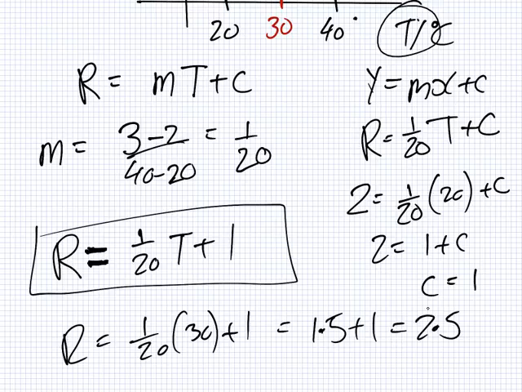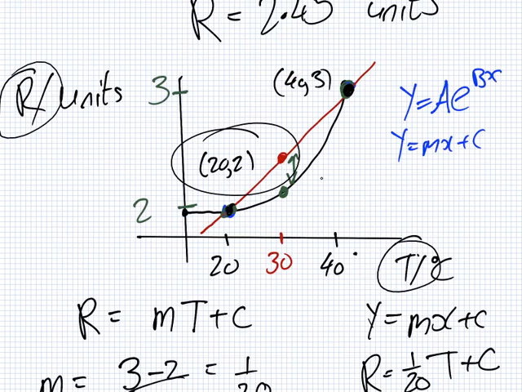What was the answer I got when I used the exponential model? 2.45. So the difference between the two models, it's small. It's not much. It's only a small difference of 0.05.